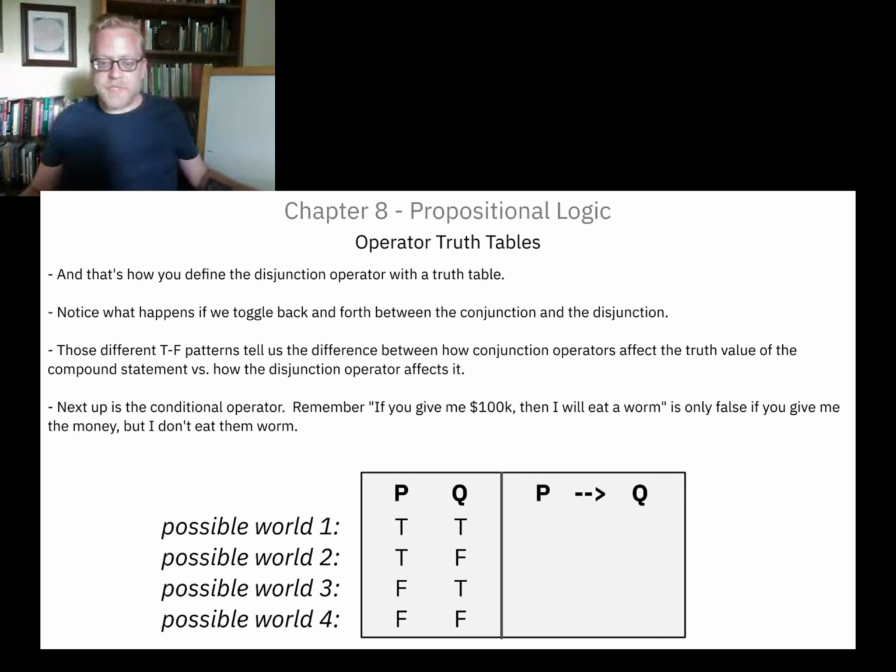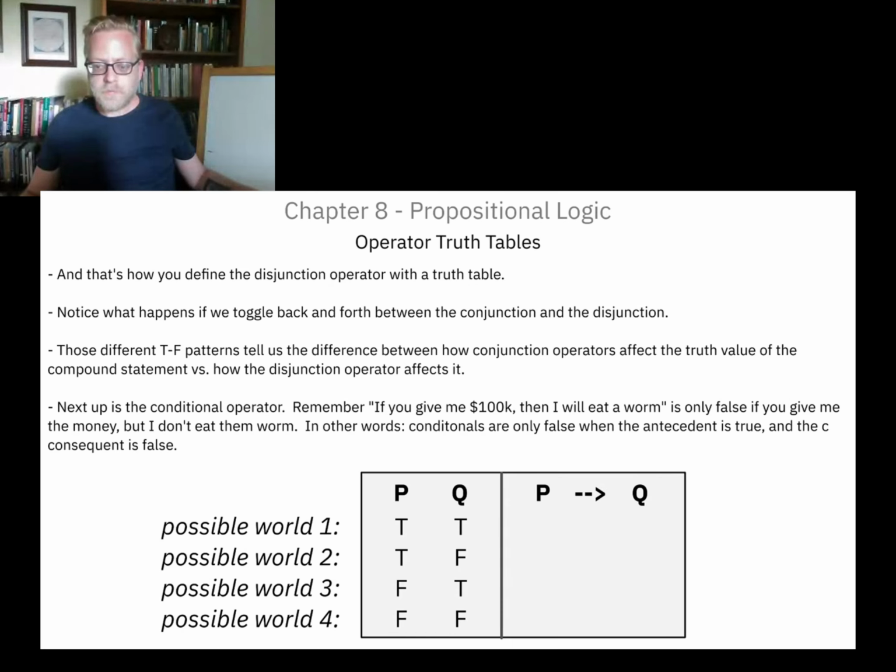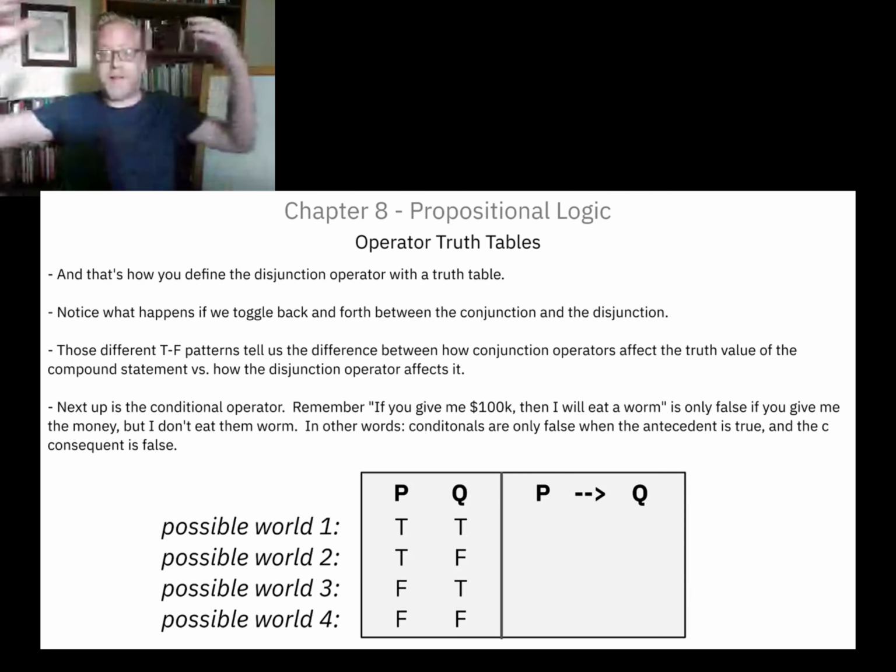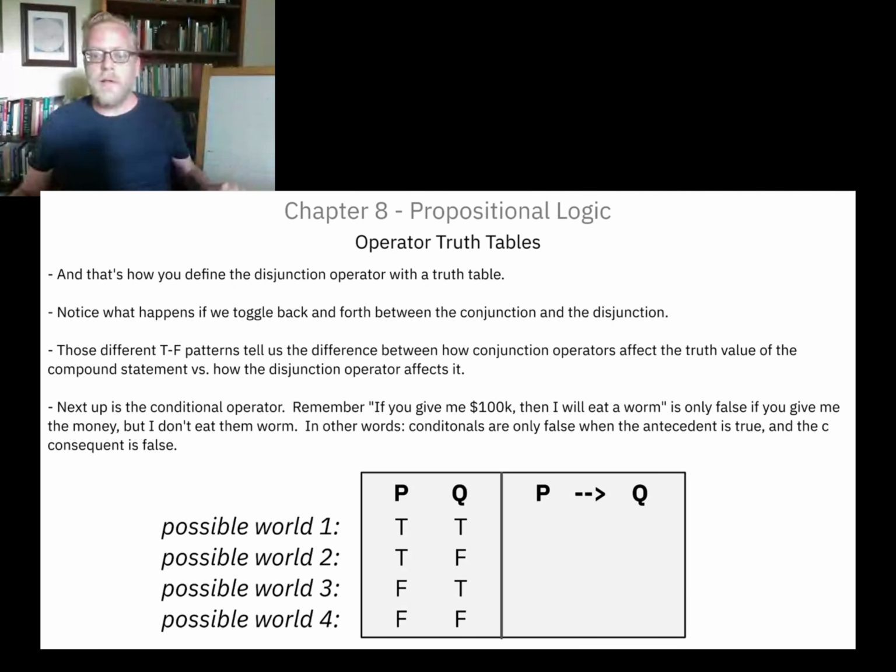So that's why, and obviously in World 1, this is why I use the example, if you give me 100K, then I will eat a worm. Right now, for example, you're not giving me 100K, and I'm not eating a worm. Both of the things are false, but the statement itself is still true. Because it's a conditional, it's a hypothetical. All we're committing to is, in this particular scenario where you give me 100K, then I am going to be eating a worm. And if I'm not eating a worm in that scenario, then my statement is false.